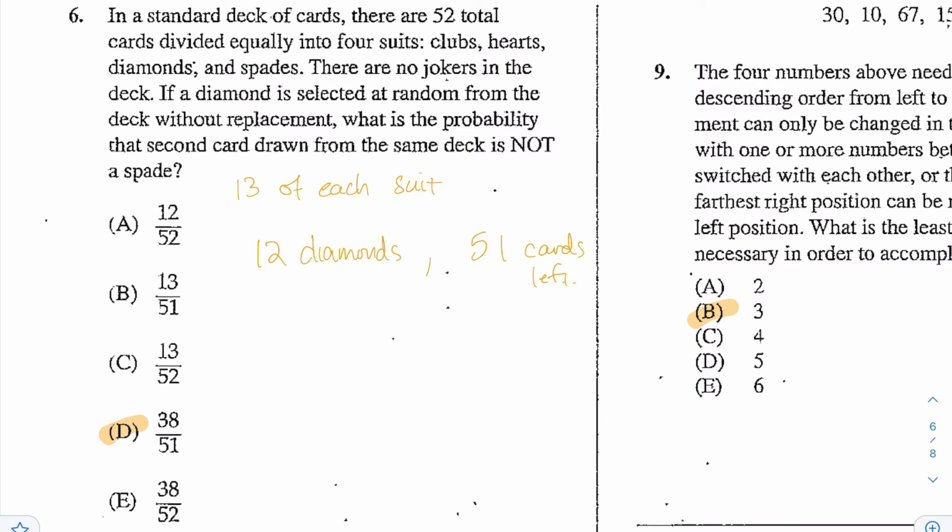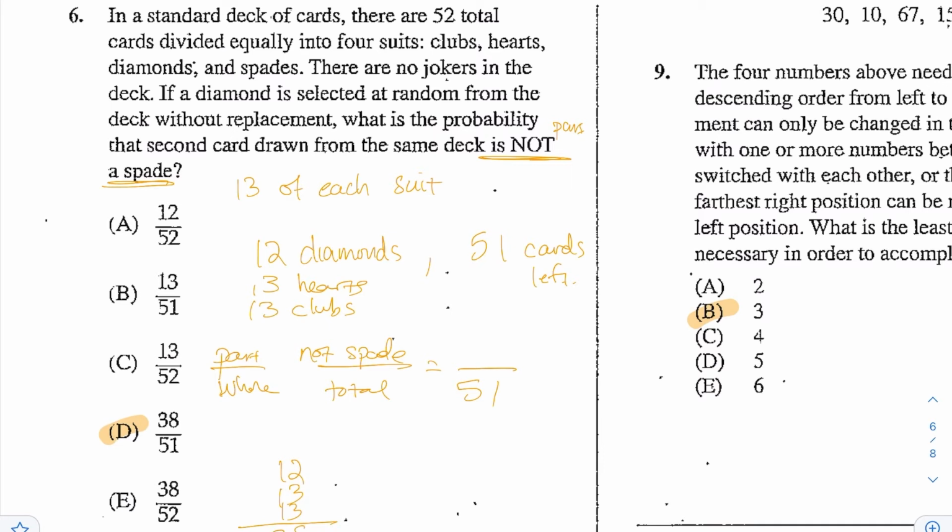Now you want the probability that the second card drawn is not a spade, so that's the part. So the part is not spade, and the whole is just the total. So the total is now 51, and now you want to figure out how many cards are not spades. Well, you have 12 diamonds, you have 13 hearts, and you also have 13 clubs. So if you do 12 plus 13 plus 13, you will get 38. So 38 cards are not spades, so the probability is 38 over 51, or choice D.